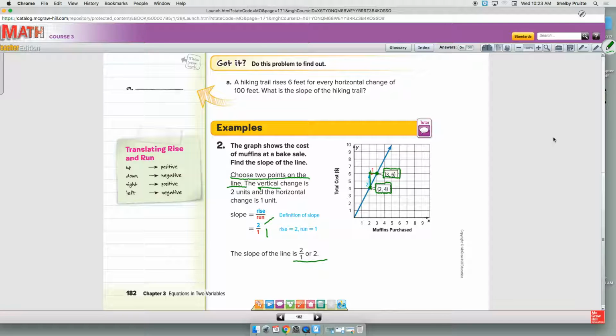So if you look at this box right here, this will be really helpful for you. If you're going up, it's positive. If you're going down, it's negative. If you're going right, it's positive. If you're going left, it's negative. I would keep this handy if you cannot remember it, because it's going to be really important for you to be able to figure out when is one negative and when is one positive.